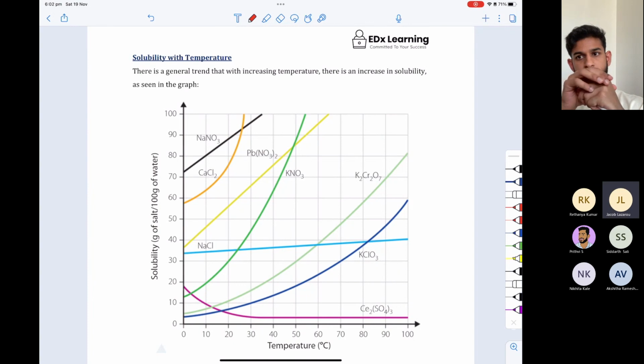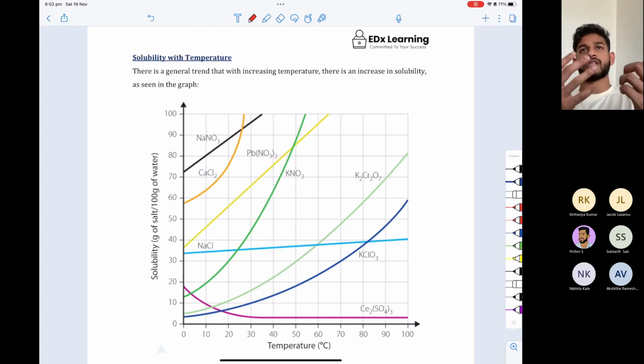Is it something to do with nitrates? Don't worry about nitrates. Just generally with these salts, as temperature goes up, what happens to solubility? It increases. Good, right? There are exceptions. NaCl is barely going up. Ce2(SO4)3 is going down, but the majority of salts you encounter in the HSC, their solubility will increase with temperature.